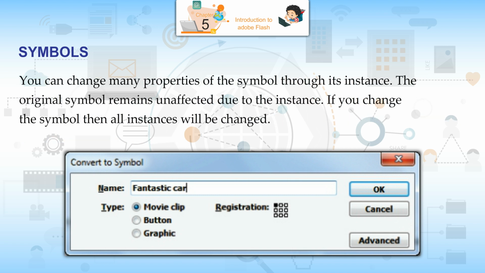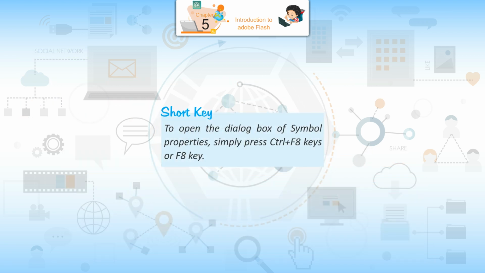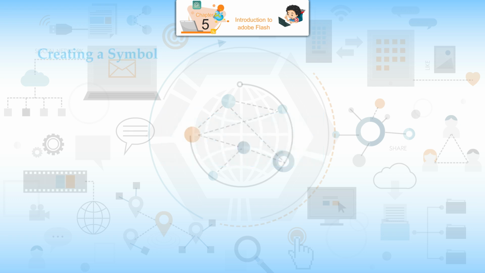You can change many properties of the symbol through its instance. The original symbol remains unaffected due to the instance. If you change the symbol, then all instances will be changed. Shortkey. To open the dialog box of symbol properties, simply press Ctrl plus F8 keys or F8 key.